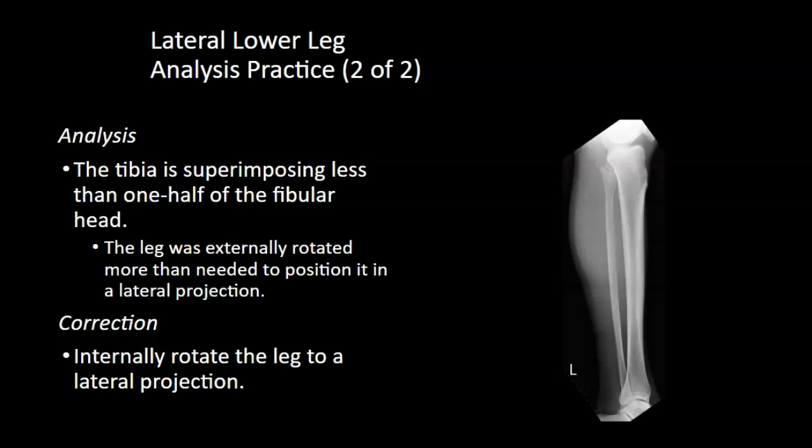In this case, the tibia is superimposing less than one half of that fibular head, and that should let you know that the articulation is starting to open. We're in an external rotation. We need to bring that leg back internally so that we can get a true lateral projection.